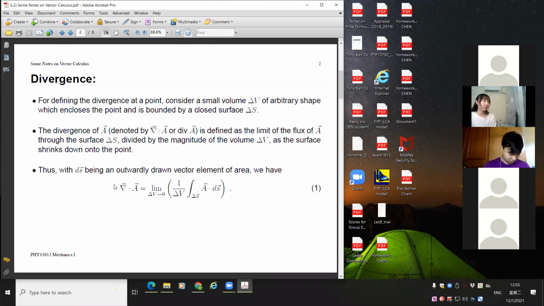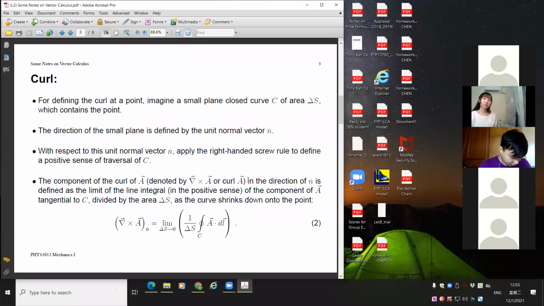Mathematically speaking, here is the definition of divergence. Okay. In equation 1, del dot A vector is equal to this closed surface integral of A dot dS vector divided by delta V, and finally we take the limit, delta V goes to 0. All right, that is the divergence. Curl, very similar.